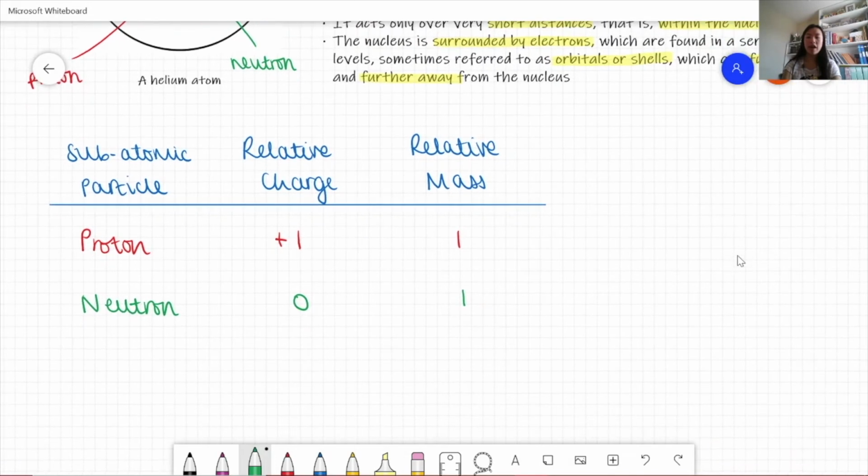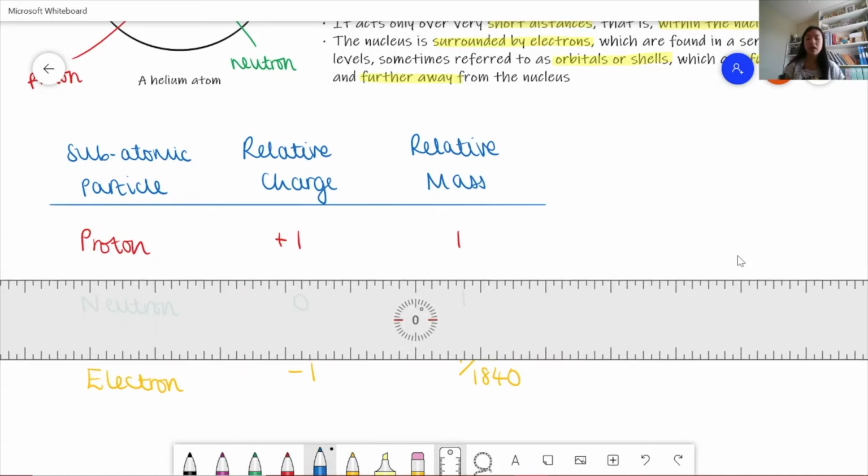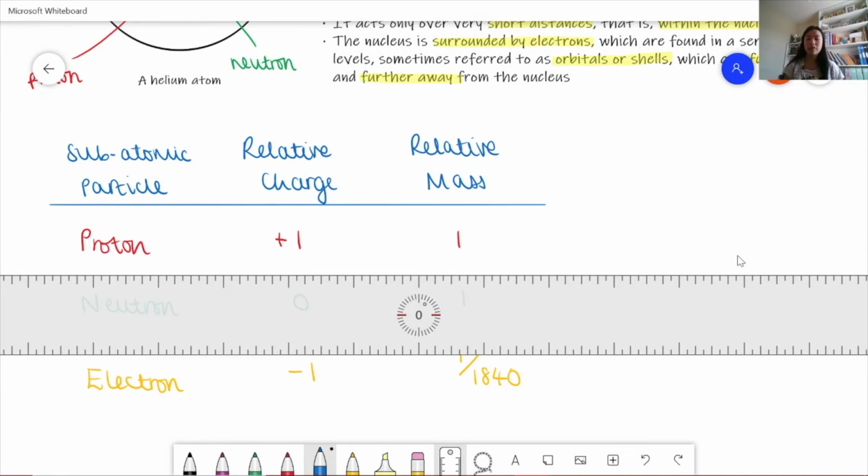And then we have an electron, which has a relative charge of -1 and then a relative mass which is much smaller than a proton and a neutron. It actually comes out to be 1 over about 1,840, so a lot smaller than the proton and the neutron. So you need to make sure that you know all of these relative charges and masses.